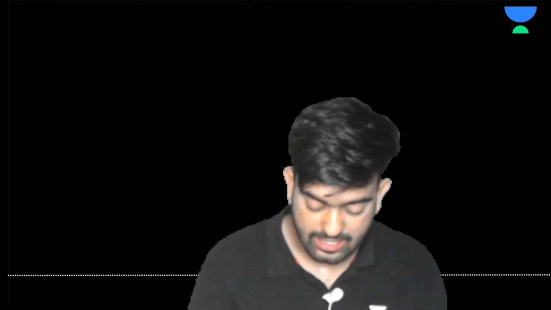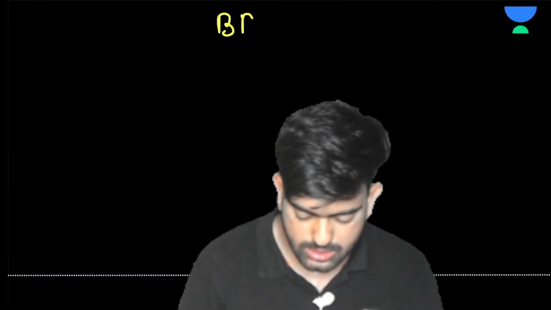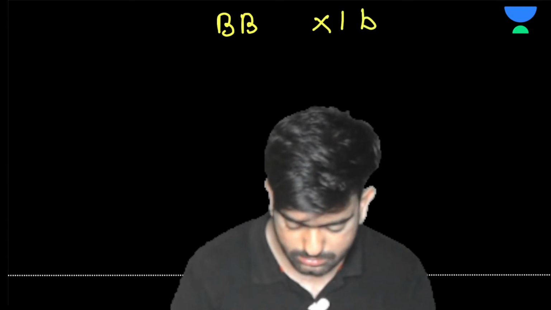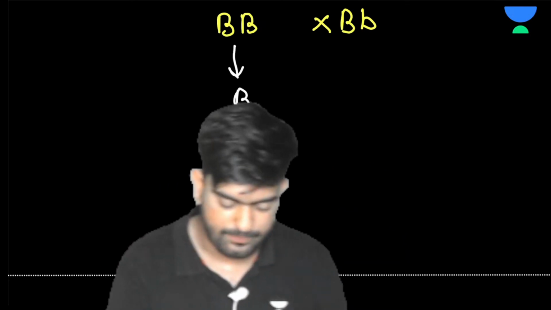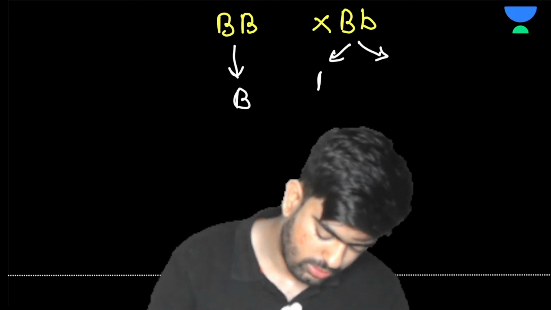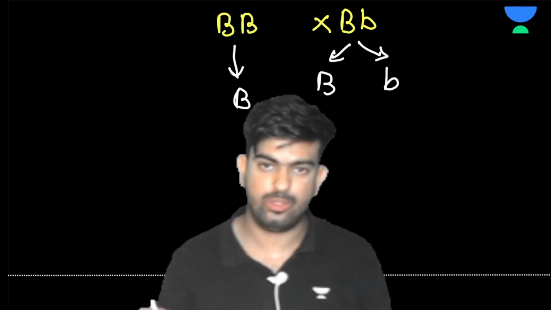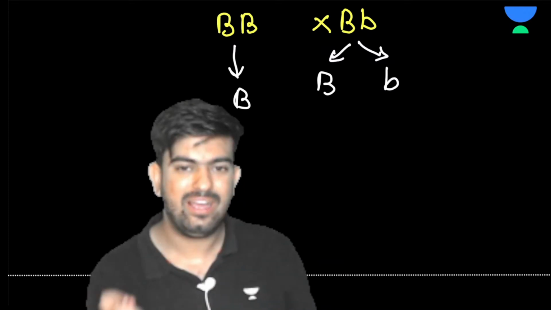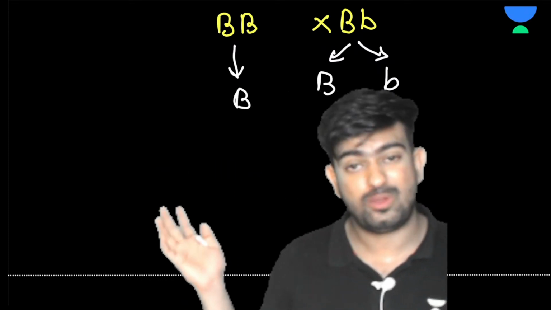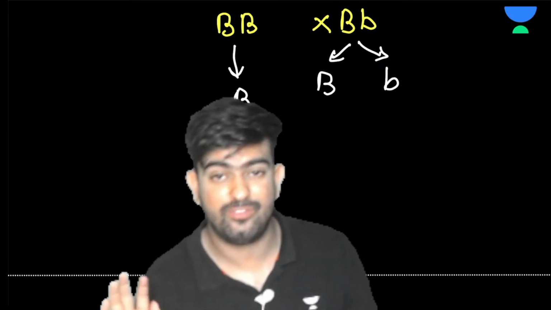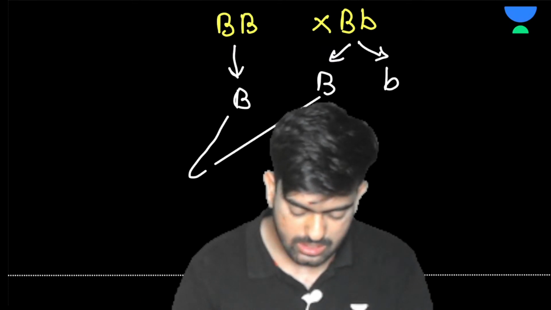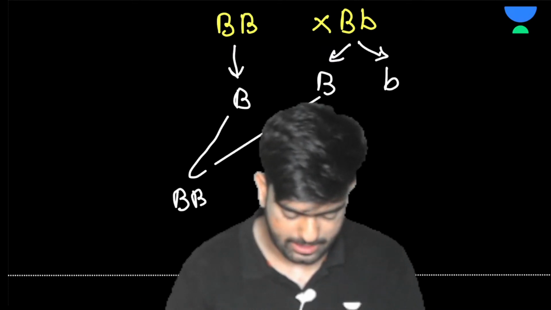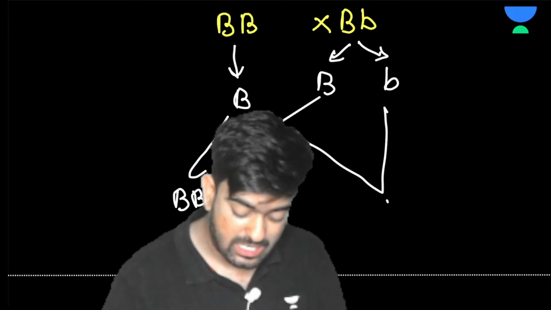How, sir? Make the gametes. If you are in confusion, make the gametes. In all the cases, it is going to give you capital B. Every case is capital B. This is going to give you two capital B and small b. Now you're very happy that a small b has come, but it is not going to give you the small b combination. See, this we are going to get capital B, and this we are going to get capital B and small b.